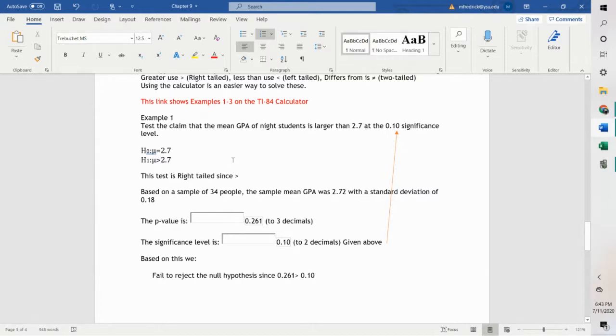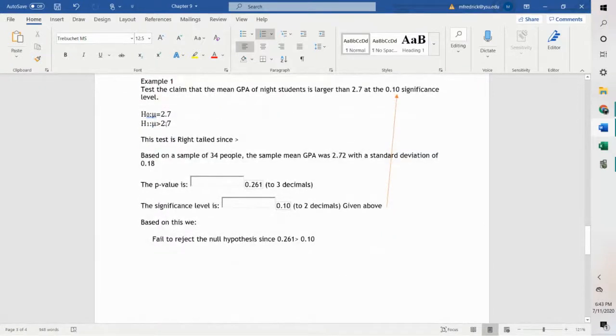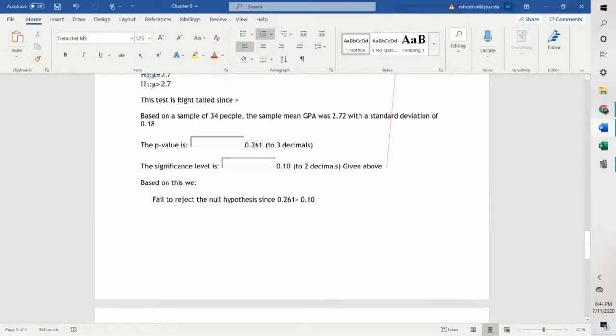Because it's testing larger, as it said in earlier explanations, greater than or less than is one tail, and then greater than would be a right-tailed, less than would be left-tailed, and not equal to is two-tailed. So in this case, we're testing greater than. So it's a right-tail test.